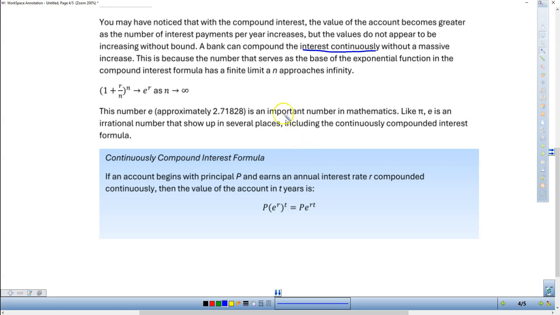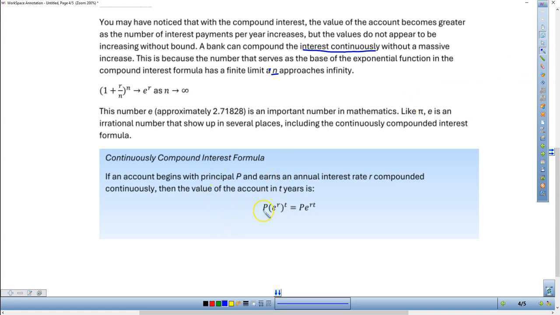This is because the number that serves as the base of the exponential function in the compound interest formula has a finite limit as n approaches infinity. So when you say 1 plus r over n, to the power of n, this is actually approaching e to the power of r as n approaches infinity. Now, the number e, which is approximately 2.71828, is a very important number in mathematics. Much like our old friend pi, e is an irrational number that shows up in several different places, such as the continuously compounded interest formula.